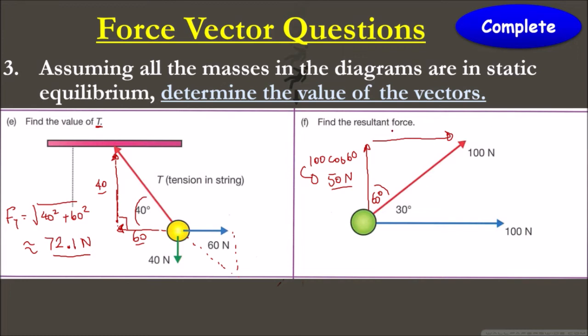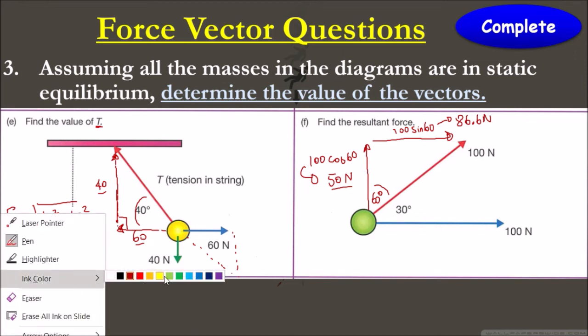This component would be 100 sine 60, which is equivalent to about 86.6 newtons. Okay, so we have an upwards force of 50, and we have a force dragging it to the right at 86.6, added on with our 100.